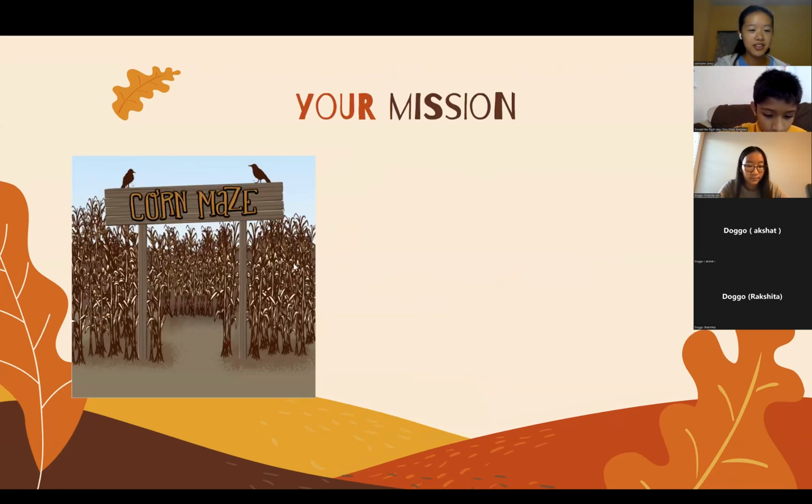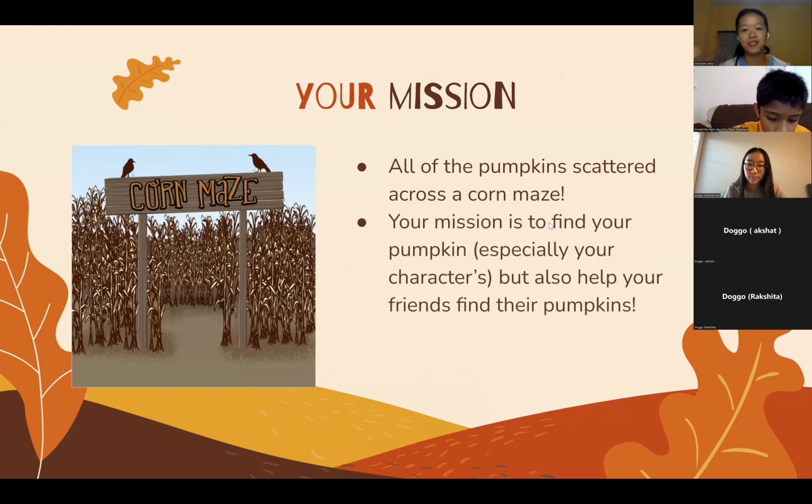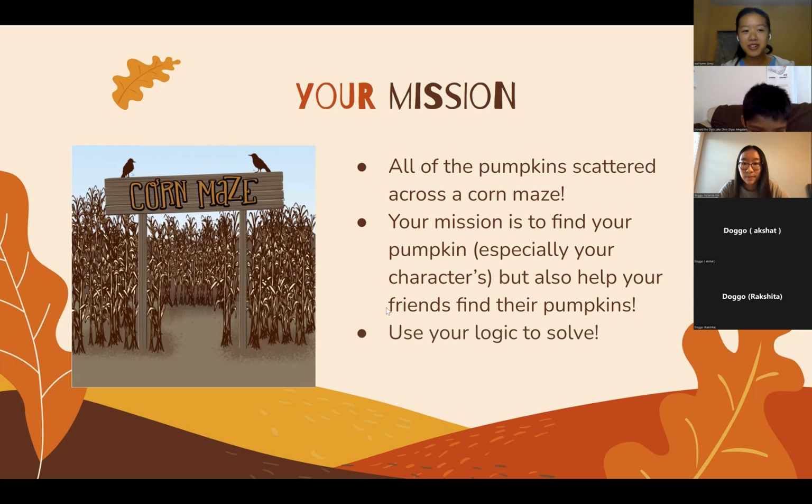The thing is, though, they actually fell into the cornfield that we were flying over. So now all the pumpkins are scattered across a corn maze. So now we have to go through the corn maze and find your pumpkin as well as your friends' pumpkins. Actually, I think we all parachute out of the plane because we're that skilled. We can figure out our way home later, but right now we need to find our pumpkins. And we're going to use math and logic to find our pumpkins.